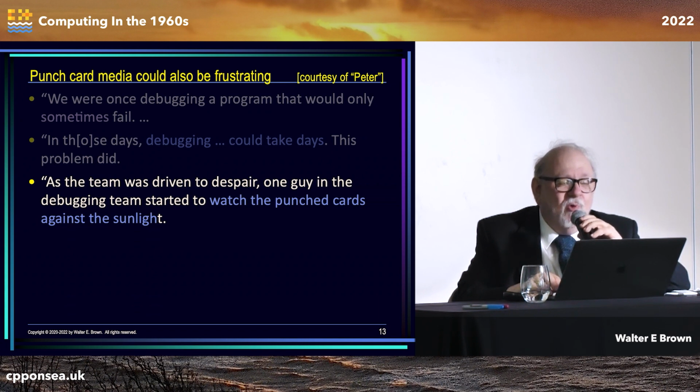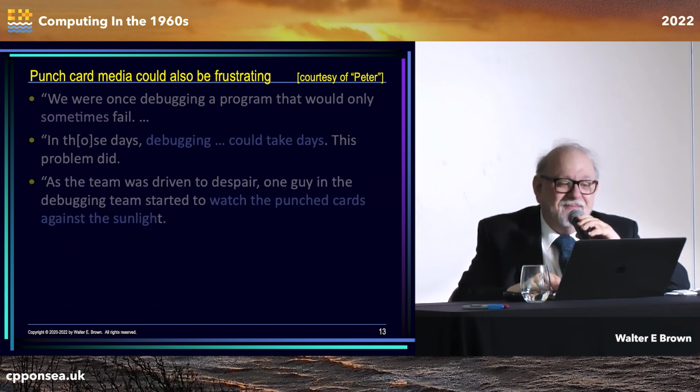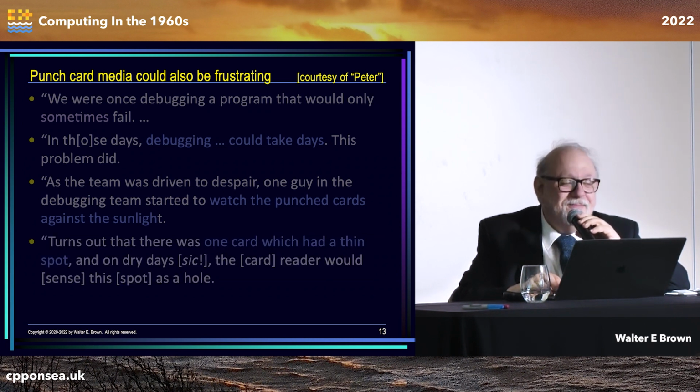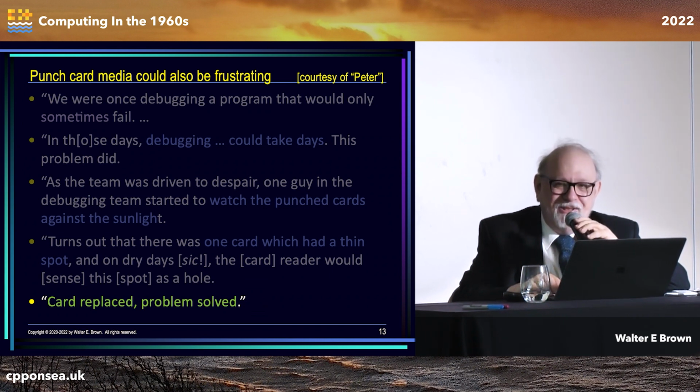One guy started to hold the punch cards up against the sunlight. Turns out there was one card that had a thin spot. And on a very dry day, with no humidity in the air, the card reader would sense that spot as a hole. Card replaced, problem solved. It took days. Days.